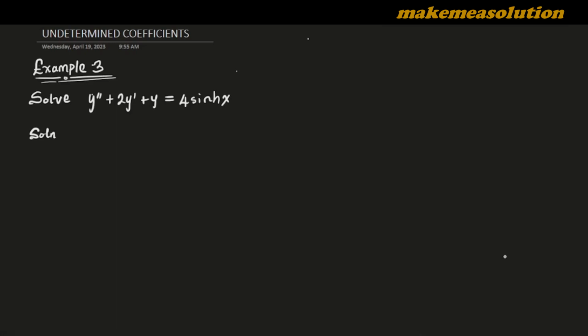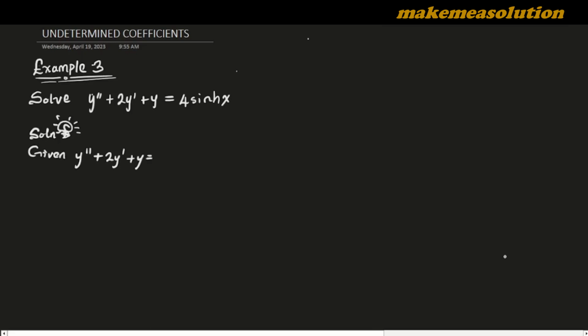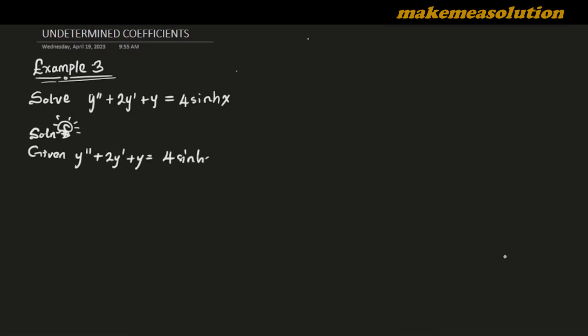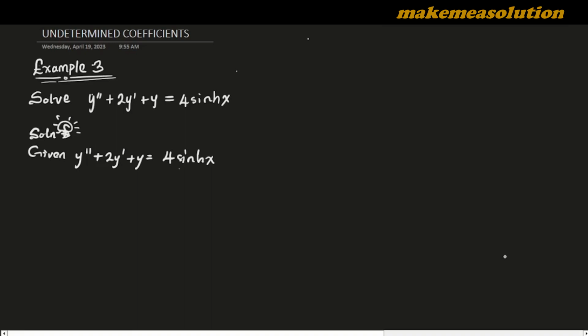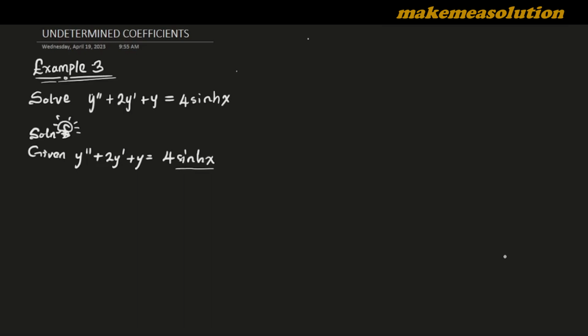Solution. So there's something unique about these kinds of problems. We're given, first of all, y prime prime plus 2y prime plus y equal to 4 sinh x, and we want to solve for the solution of this particular differential equation using undetermined coefficients. The first thing that you need to do anytime you're given a hyperbolic right hand side is to transform this particular right hand side to its exponential equivalent.